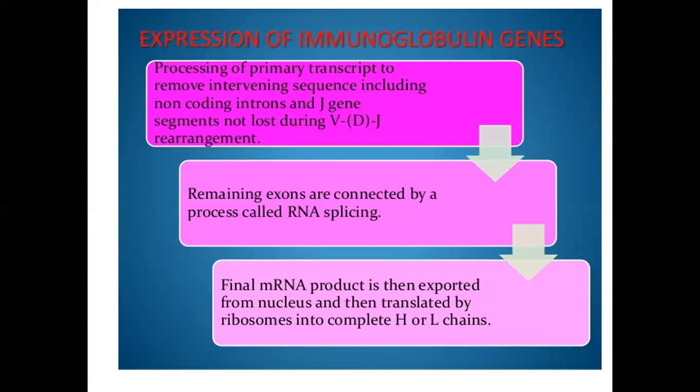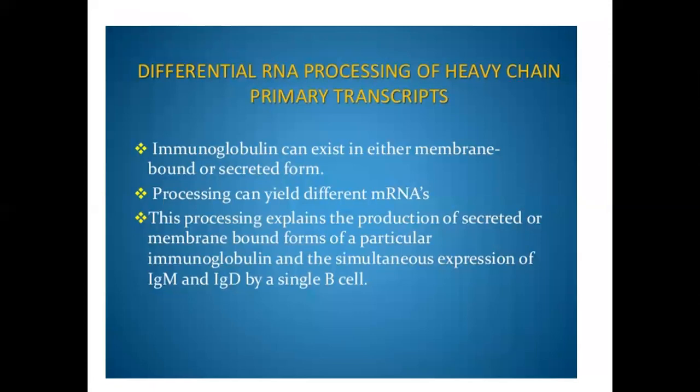Next, differential RNA processing of heavy chain primary transcripts. So you have the heavy chain primary transcript. How does differential RNA processing take place here? We'll see how it is. Immunoglobulin can exist in either the membrane bound or the secreted form. During processing, for the membrane bound and for the secretory form, the processing is different. Processing can yield different mRNAs.